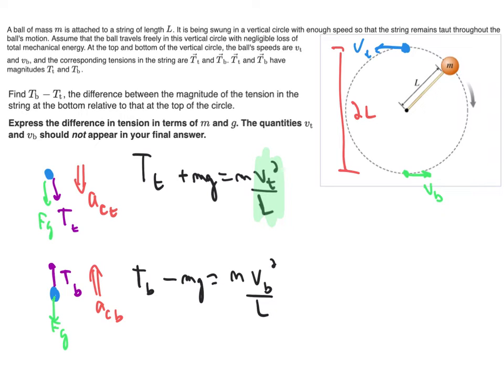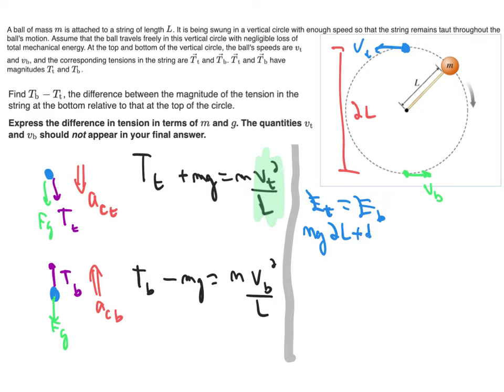Seems like we don't have enough information, but we haven't done one last thing. We haven't done energy balance. So the energy at the top equals the energy at the bottom. The energy at the top is mg times 2L plus the kinetic energy at the top, 1/2 m Vt squared, relative to the bottom. And it should be the same amount, of course, but it will be 0 plus 1/2 m Vb squared.